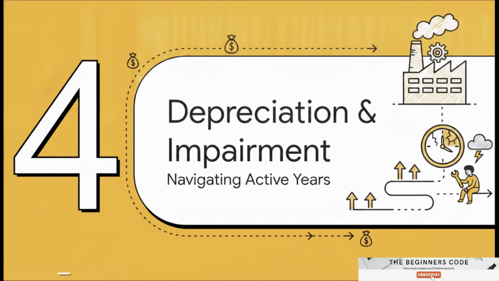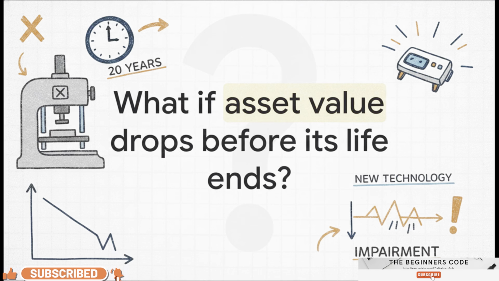All right, part 4, midlife. We are navigating the active years with depreciation and impairment. So once the asset is up and running, we face a pretty critical question. What happens when an asset's value suddenly drops before its useful life actually ends? You plan for this machine to last 20 years, but 5 years in, some fancy new technology comes out and makes it completely obsolete. We have to pivot away from the routine, predictable math of daily depreciation and deal with the high-stakes reality of impairment.